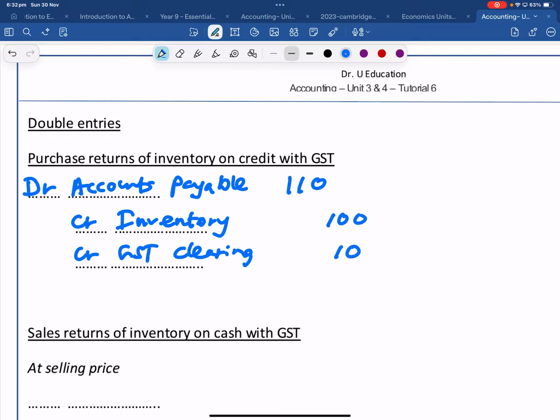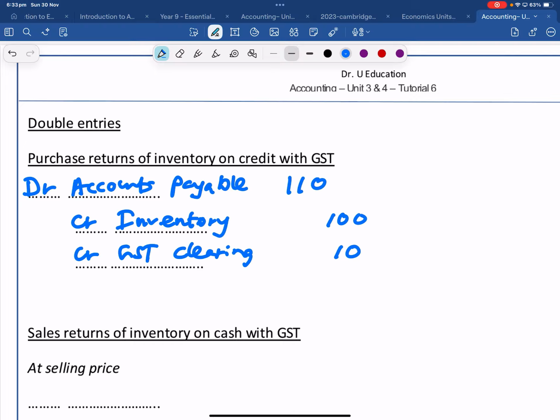Is GST clearing the same as GST balance? GST clearing is the name given to the GST ledger account, which can be either a debit balance or a credit balance, usually credit. So, the one we reported in the balance sheet like GST payable, is that different from this? Yes. Basically, we did GST payable and receivable in unit 2, 1, 2. Now we are kind of advanced. We are saying GST clearing.